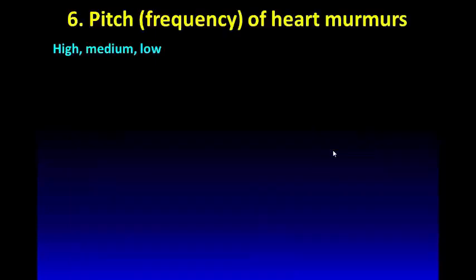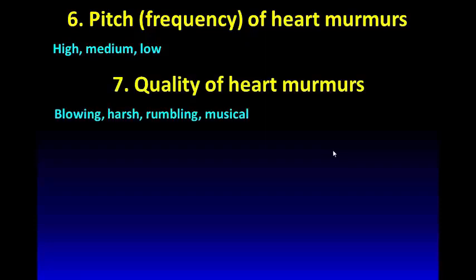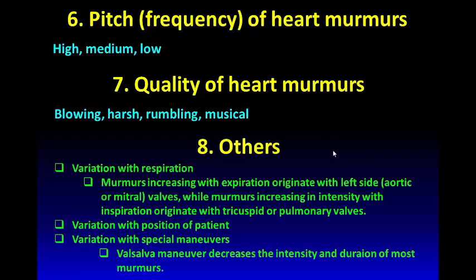The frequency of the murmur, the pitch of the murmur, can be high, medium, or low. The quality of the murmur can be blowing or harsh, or the murmur can be rumbling or musical. There are other characteristics or criteria which we use to describe the heart murmurs. For example, variation of the intensity of the murmur with respiration.